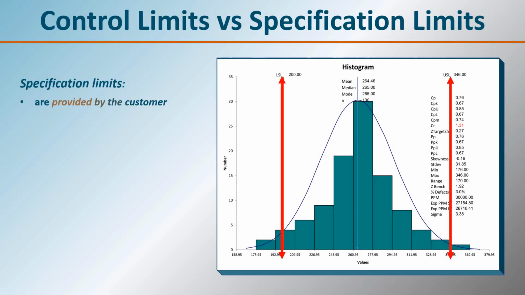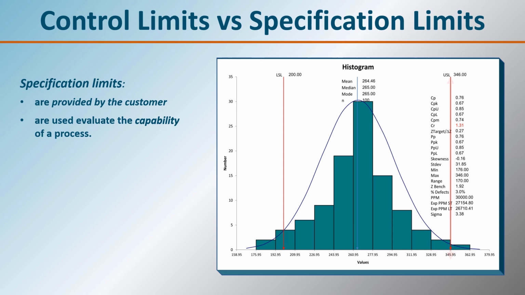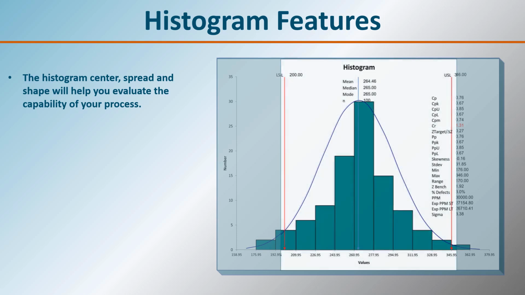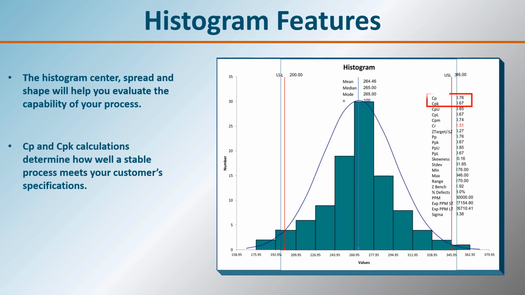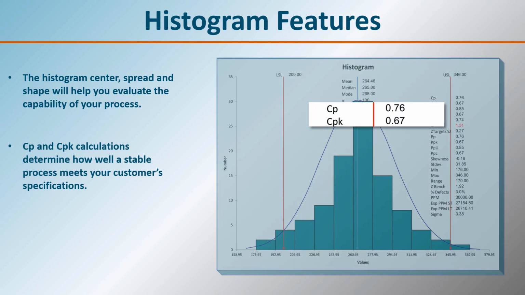Specification limits, on the other hand, are provided by the customer. They are used to evaluate the capability of a process. In other words, how well does your process meet your customer's expectations? The histogram's center, spread, and shape will help you evaluate the capability of your process. CP and CPK calculations determine how well a stable process meets your customer's specifications.